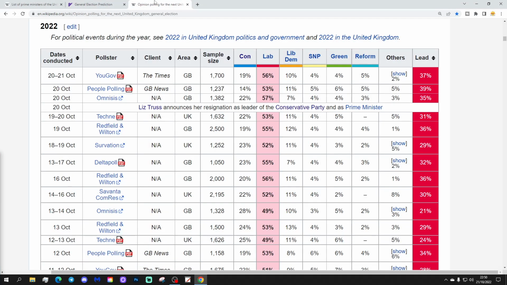And it gets even worse with the Conservatives. Recent opinion polls have had the Conservatives with nearly a 40% deficit. So, we've got YouGov here that was released today, has Labour with a 37% lead. Labour on 56%, Conservatives on 19%. That would be pretty much wipeout. And this poll, People Polling, gives Labour a 39% lead on 53%, and the Conservatives are down to 14%.